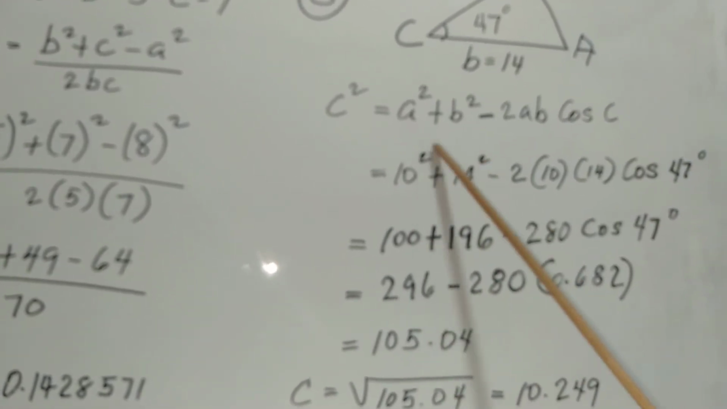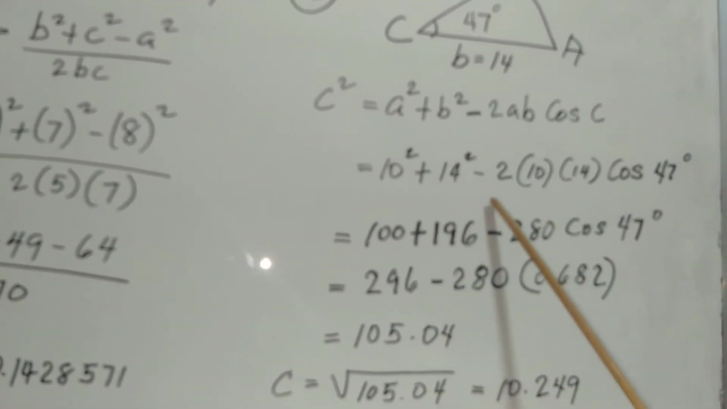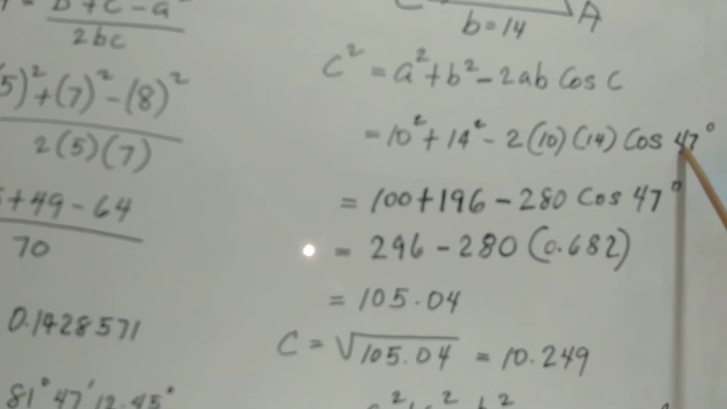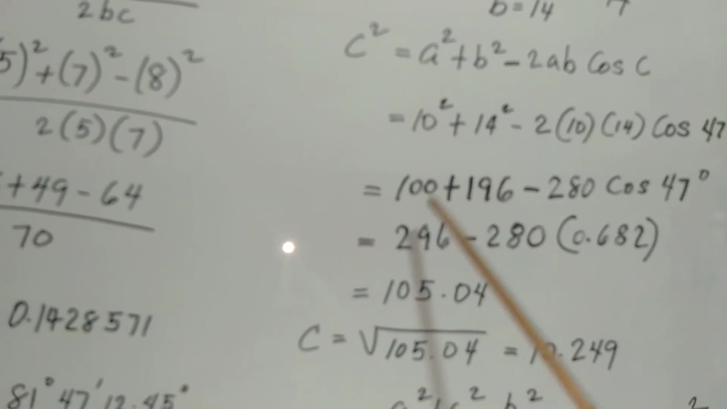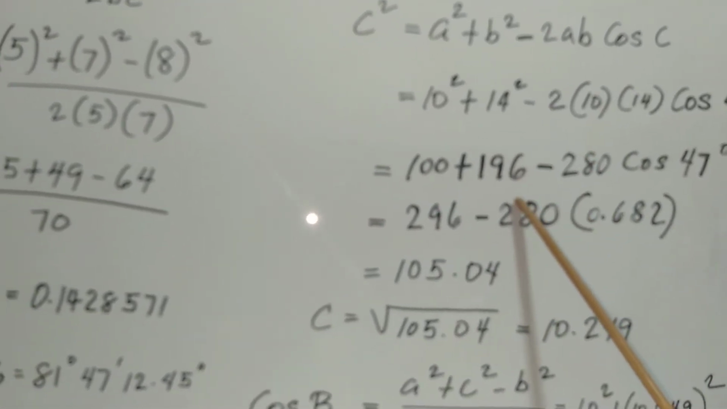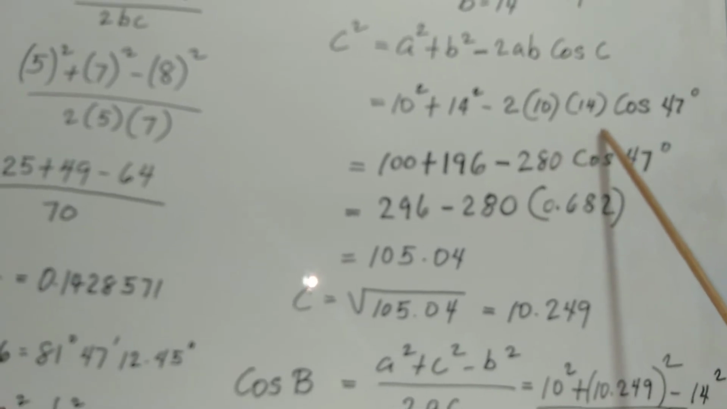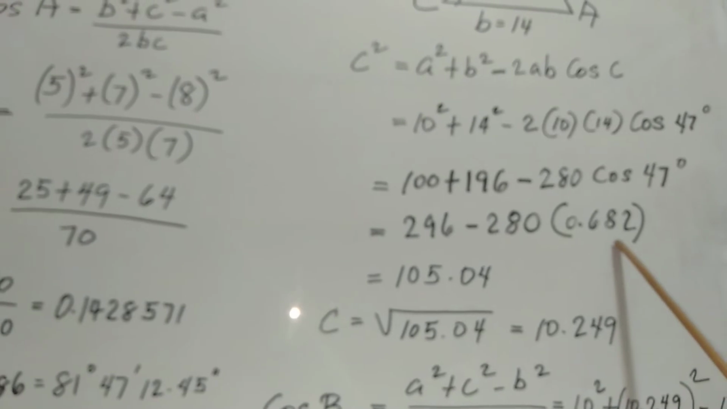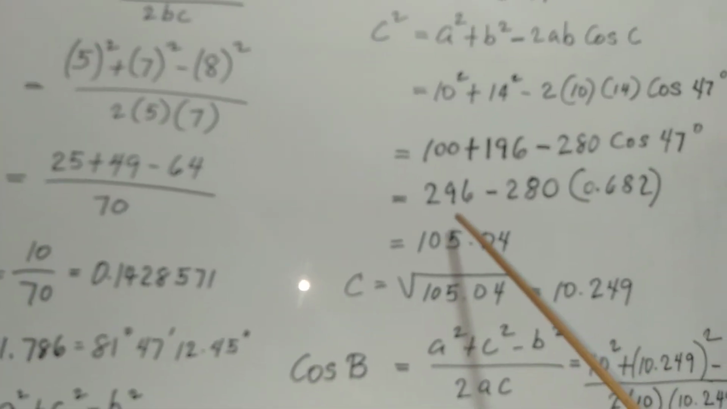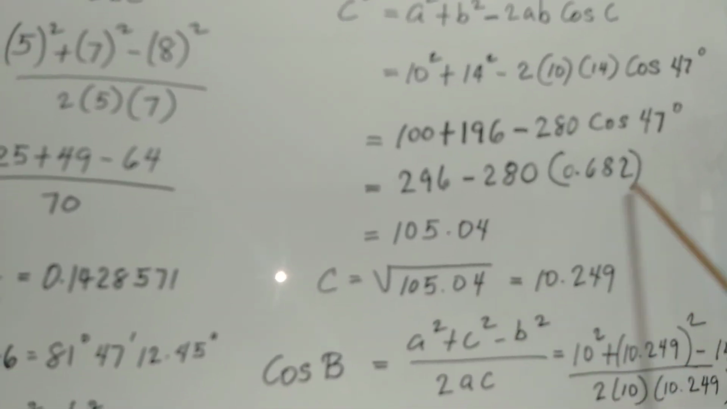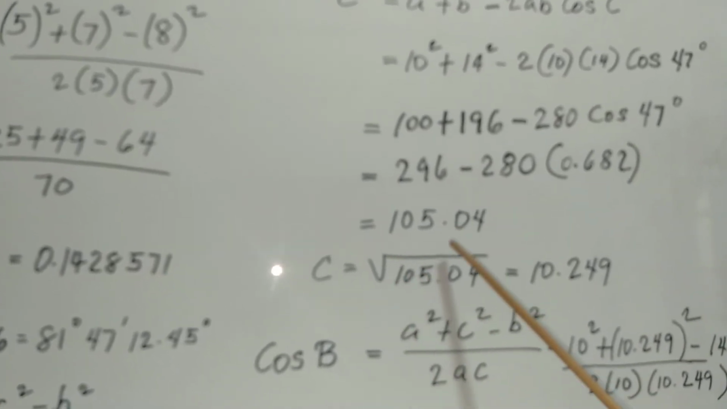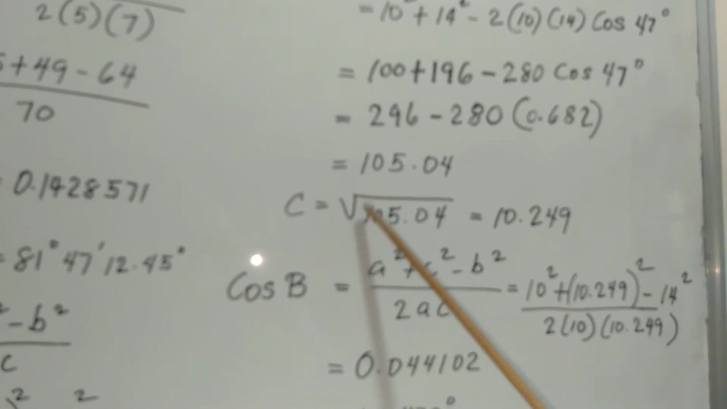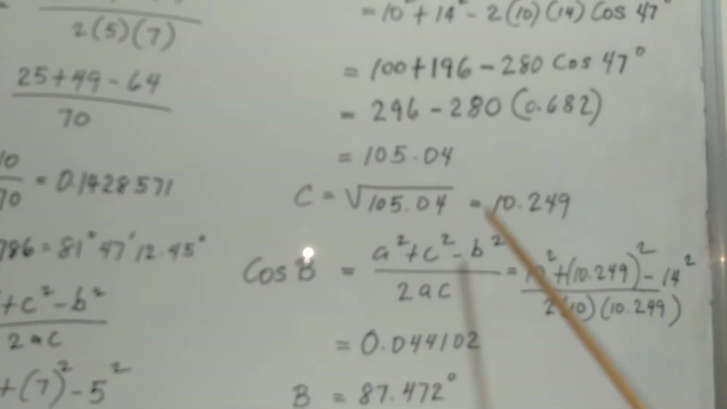Substituting the value for a, which is 10, 14, and minus 2 times 10 times 14, cosine 47 degrees. So, computing, 10 squared is 100, 14 squared is 196, minus, this one is 140 times 2 is 280, cosine 47, which is equal to 0.682. So 296 minus 280 times 0.682 will arrive at 105.04, which is the value of c squared. To get the value of c, we get the square root of 105.04 and we'll arrive at 10.249.